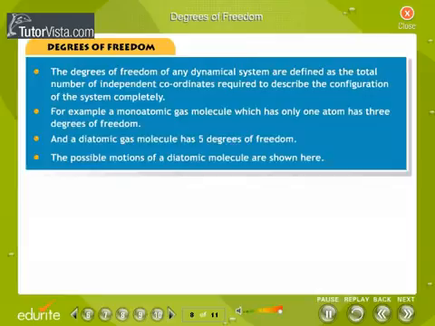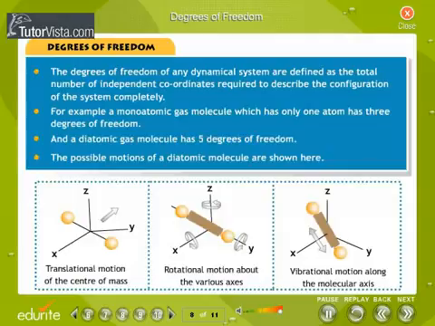Degrees of freedom. The degrees of freedom of any dynamical system are defined as the total number of independent coordinates required to describe the configuration of the system completely. For example, a monoatomic gas molecule which has only one atom has 3 degrees of freedom, and a diatomic gas molecule has 5 degrees of freedom. The possible motions of a diatomic molecule are shown here.